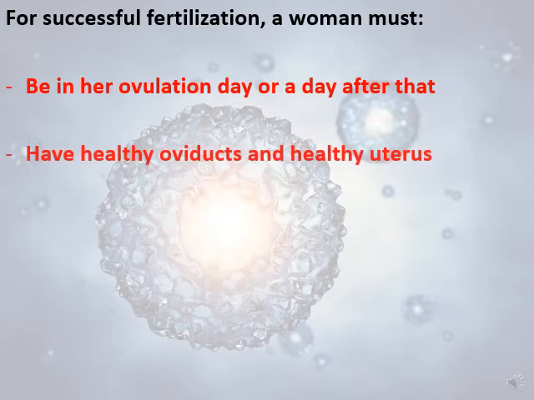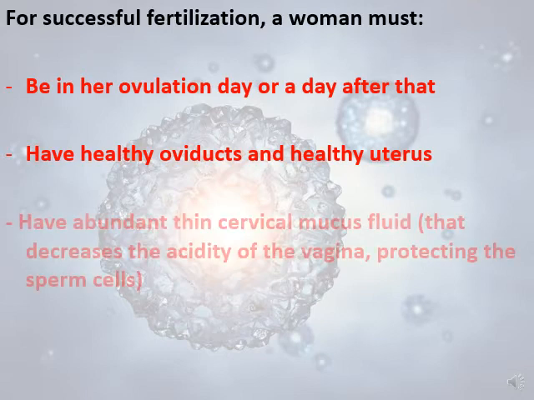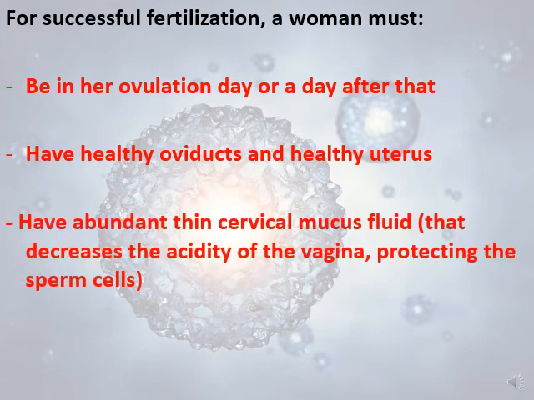She should have healthy oviducts and a healthy uterus, since if they are healthy, fertilization can occur easily. The female also should have abundant thin cervical mucus fluid that will decrease the acidity of the vagina, protecting the sperm cells and paving their way toward the oocyte to fertilize it at the upper third part of the oviduct.